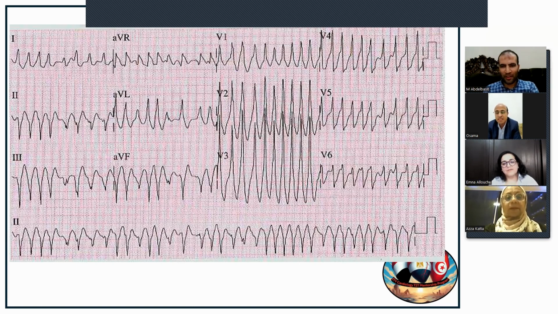Azza? Yes. Left posterior accessory pathway. It is positive in V1, which means it's a left-sided accessory pathway, and negative in the inferior leads. It's a left posterior accessory pathway.